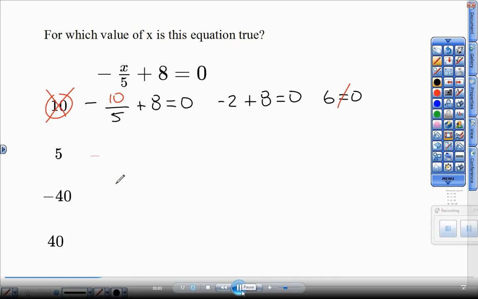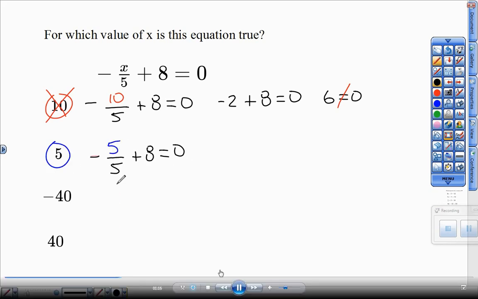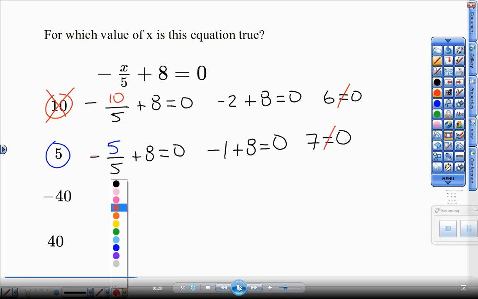Black. Alright, the next one, I'm going to plug in 5 for x. So again, everything stays the same. Only where that x is do you put that 5. So the negative is still there, the 5, the plus, the 8. But as you can see, where that x used to be, that's where I put a 5. And then -5/5 gives me -1. And then -1 plus 8 gives me 7. 7 does not equal 0. Another false choice, bad choice.